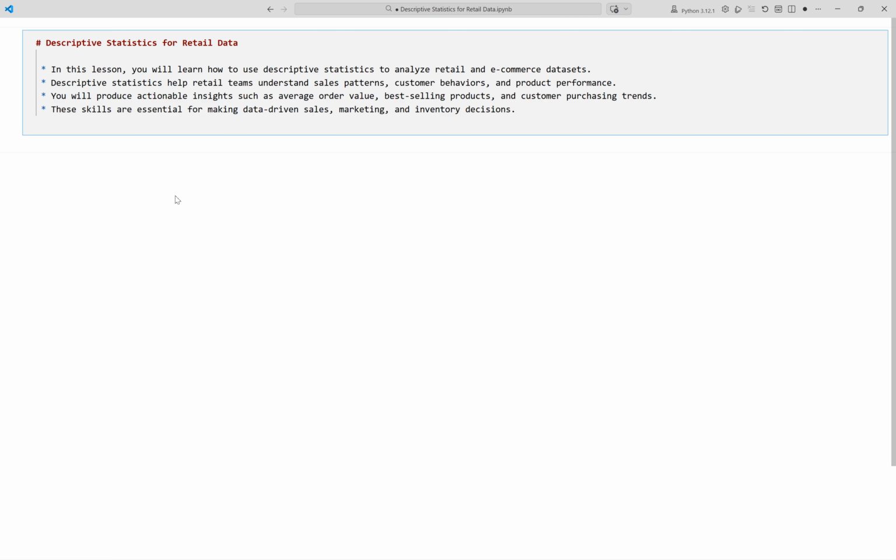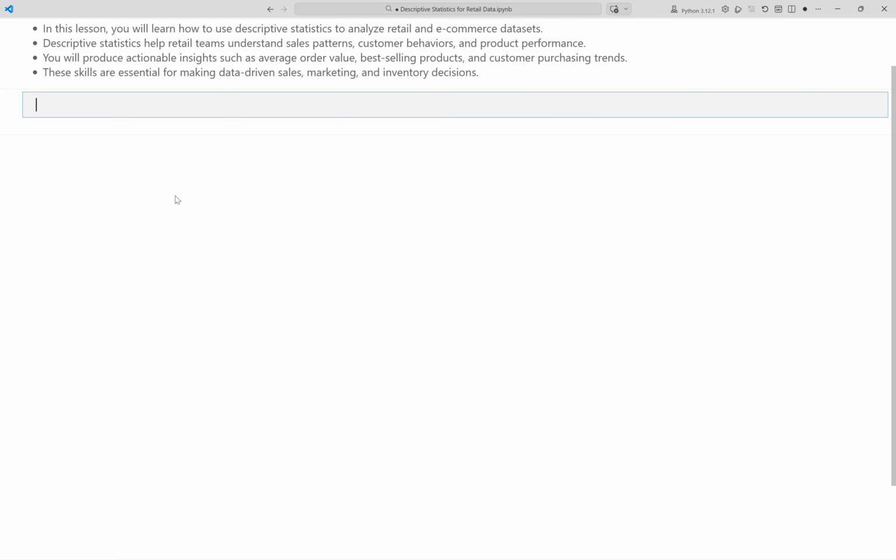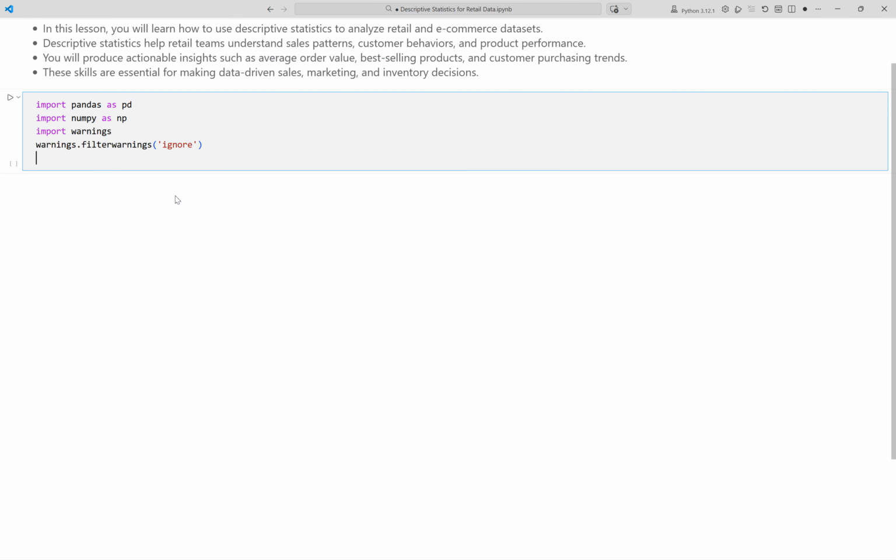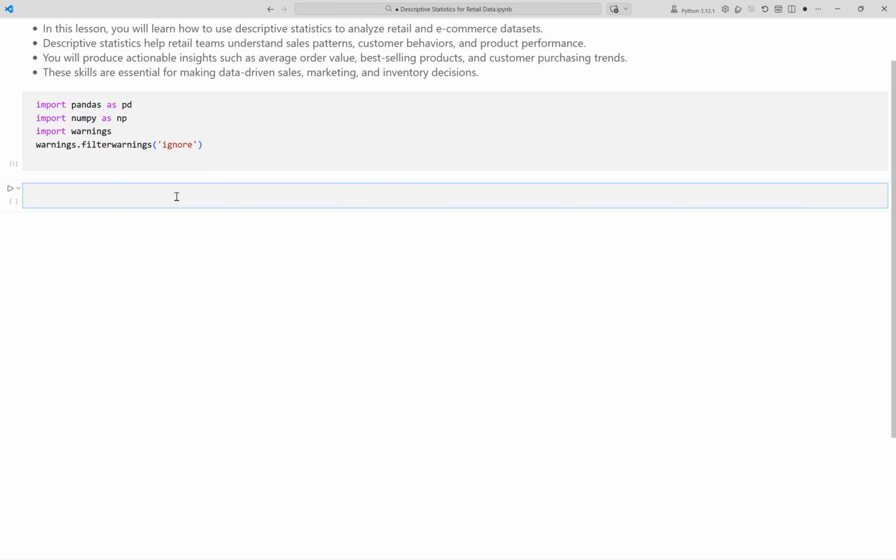Running the cell now. We import pandas to help us work with data tables. We import NumPy to support numerical calculations. We import warnings so we can suppress warning messages. We turn off warnings to keep our output clean during exploration. Running the cell now. Try running the imports below and check that there are no errors.